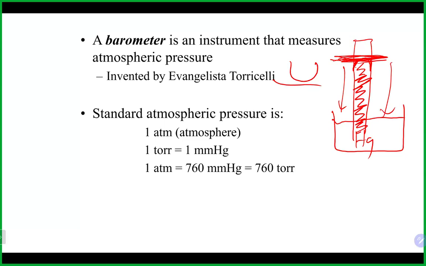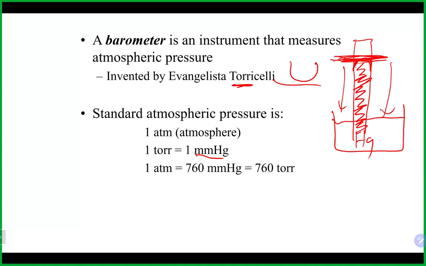Now, when we talk about pressure, there are several different units of pressure, but I would say these are the big three in terms of units. We have an atm, which is an atmosphere. We have a torr, which I'm assuming is named after the guy who invented the barometer, and one mmHg, which is millimeters of mercury.